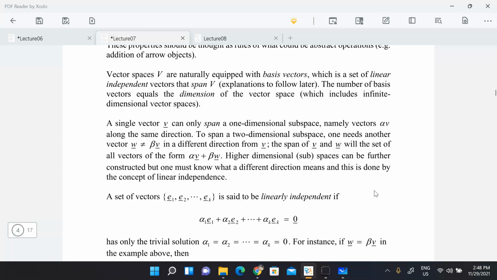Given a vector space, there is a natural structure that comes with it, called the basis vectors. I'm going to skip some of this because you don't need all of it. So the idea of a vector space always comes equipped with a basis. You can always find the set of vectors which form the basis.